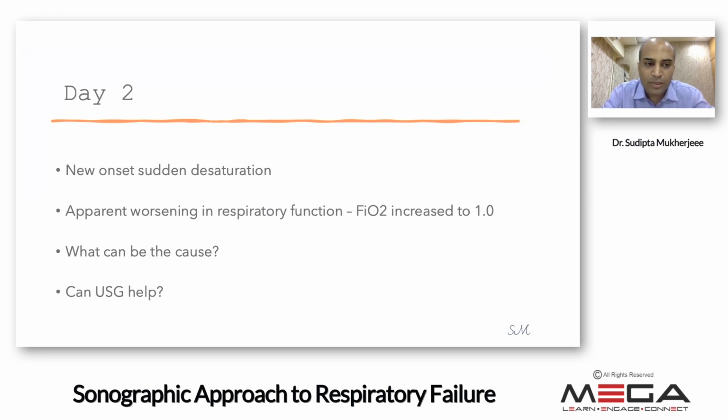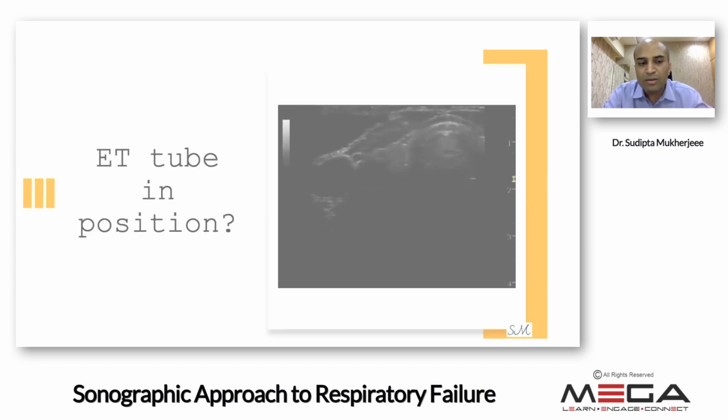Now, next, what happened in our patient on day 2? There is a new onset sudden desaturation, with apparent worsening in the clinical function. Even if I increase the oxygen to 100%, what can be the cause? And can ultrasound help? We know whenever there is an acute desaturation, we start our evaluation from the airway. We ensure that the tube is in place and then see what is the new onset lung pathology in our patient. So can we confirm the tube position with an ultrasound?